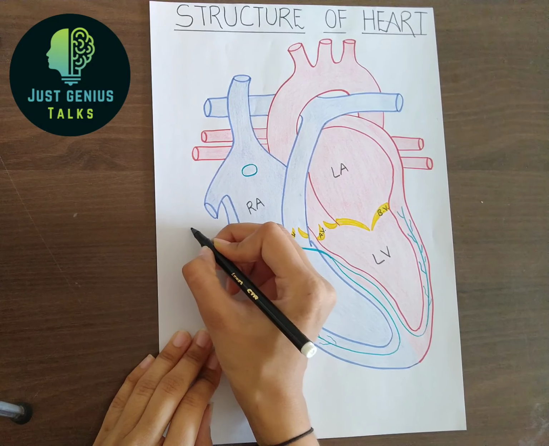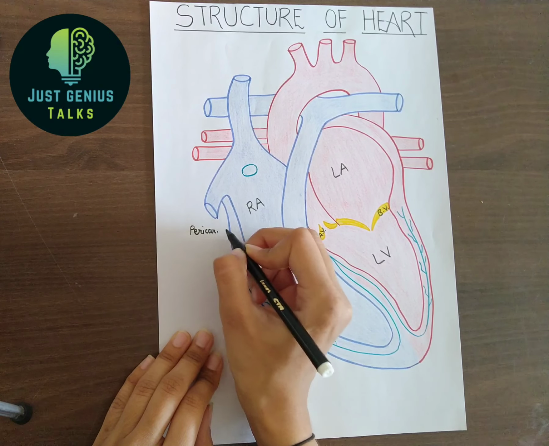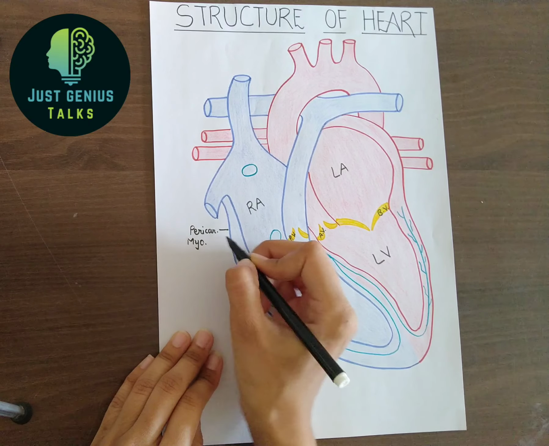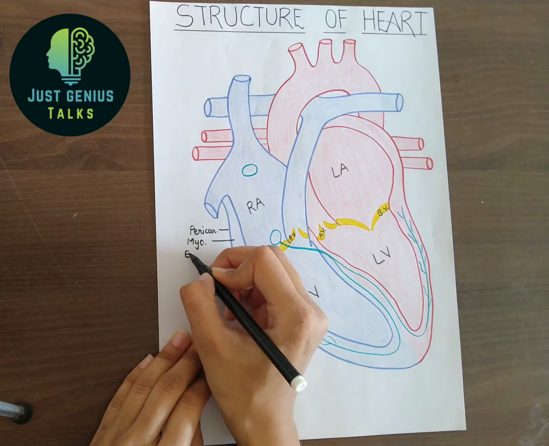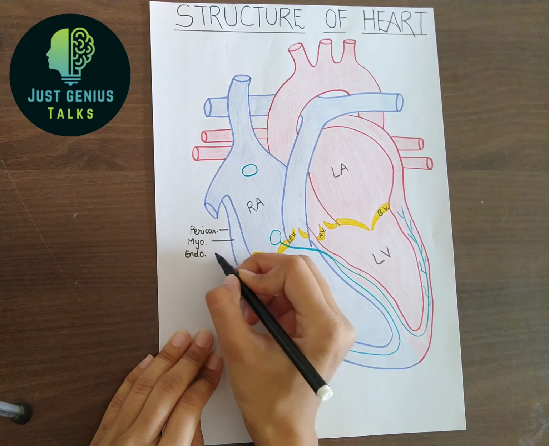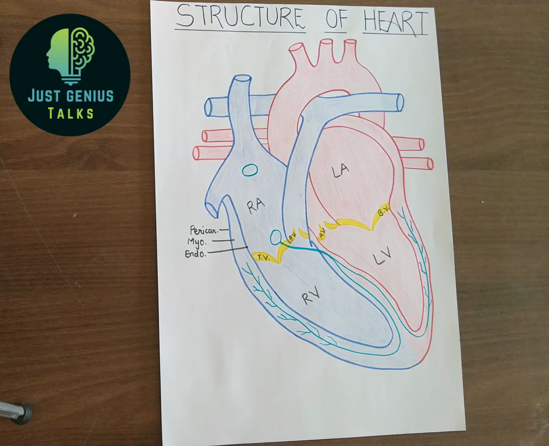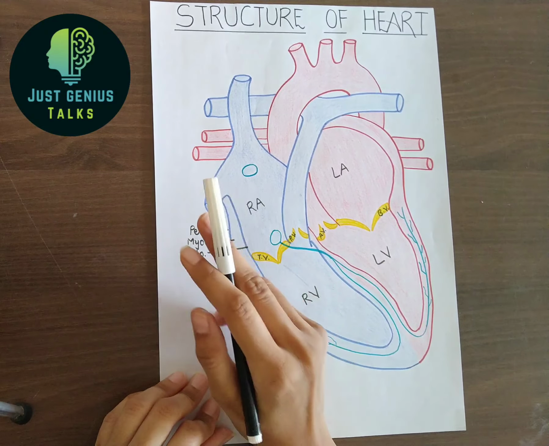Again, pericardium, the outer one, myocardium, the middle one, and endocardium, the inner one. Again, the pericardium contains 2 layers.